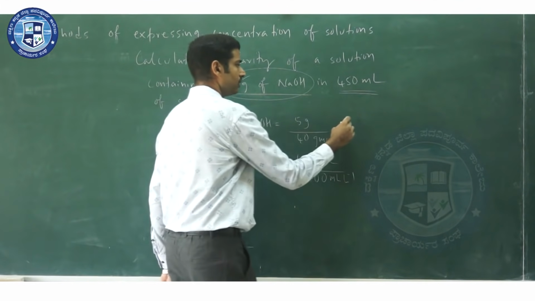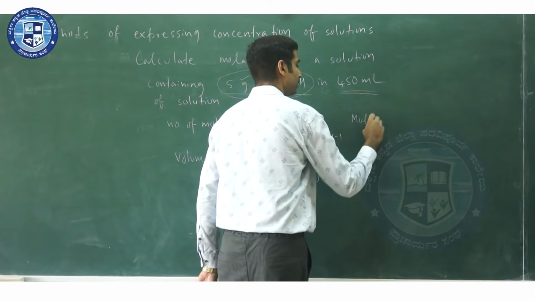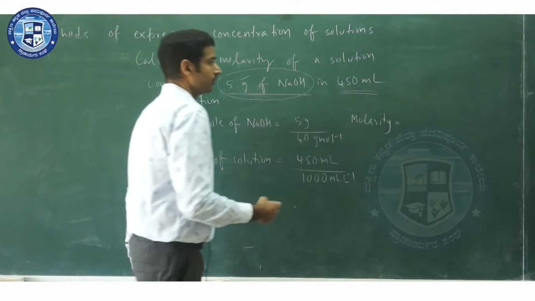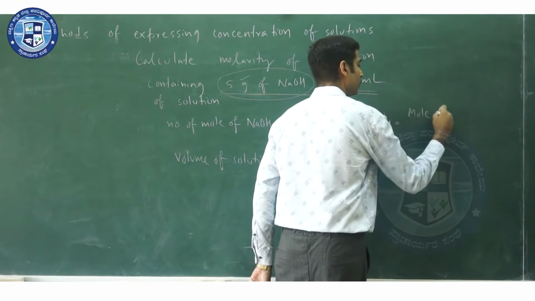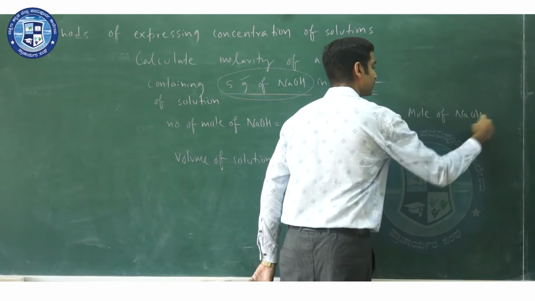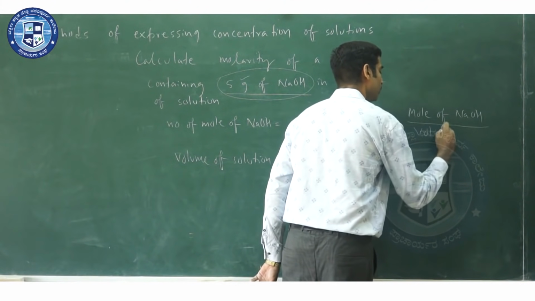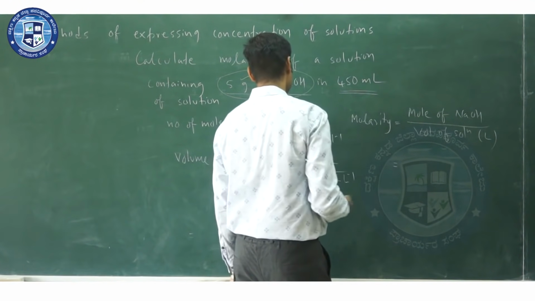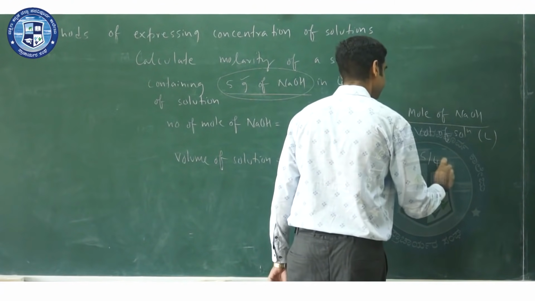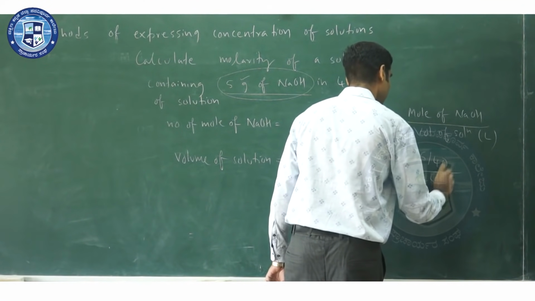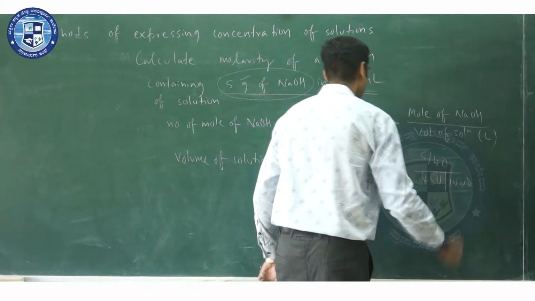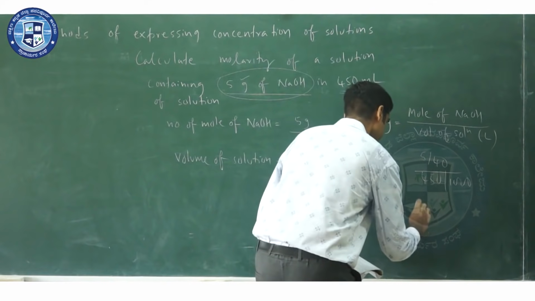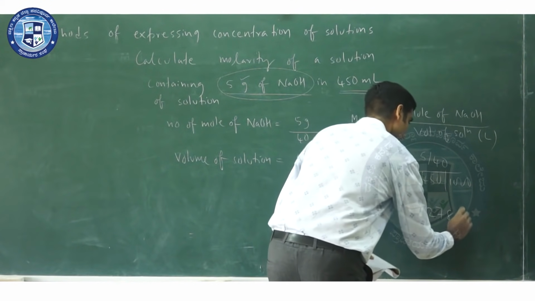We have the molarity of the solution, therefore, expressed in terms of mole of sodium hydroxide divided by volume of solution in liters. This will be 5 by 40 divided by 0.45. For molarity, you'll get a value of close to 0.278 mole per liter.